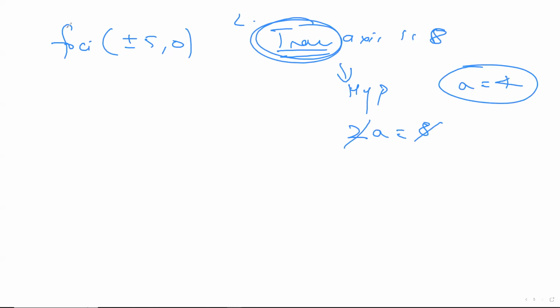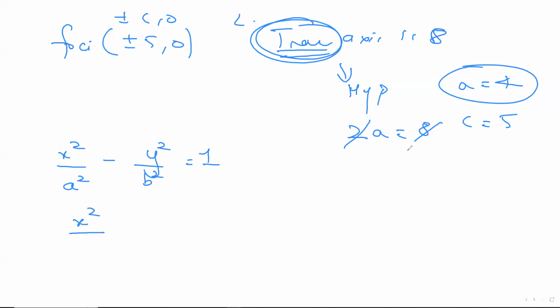I mark it. Next, foci meaning plus or minus c comma 0. C's value is 5. But most importantly, if you focus here, c comma 0, c is there in the x coordinate, which means a will be under x, which means b will be under y. I write x square, I'll write y square equals 1. It's a hyperbola. So what sign in between? Minus. So you write x square as it is. A square, A is 4, A square is 16. Put a minus, y square. We don't know the value of B. We'll find it out. How?